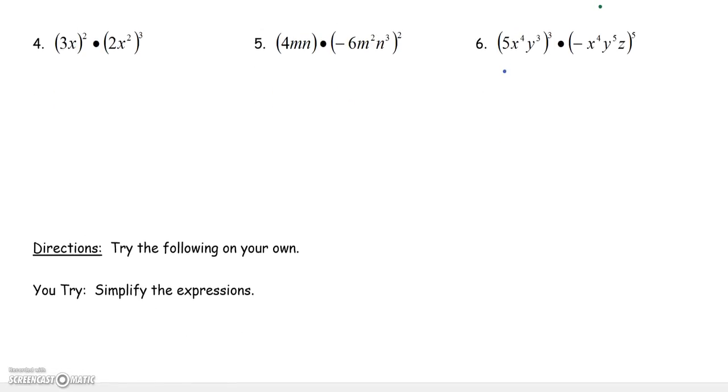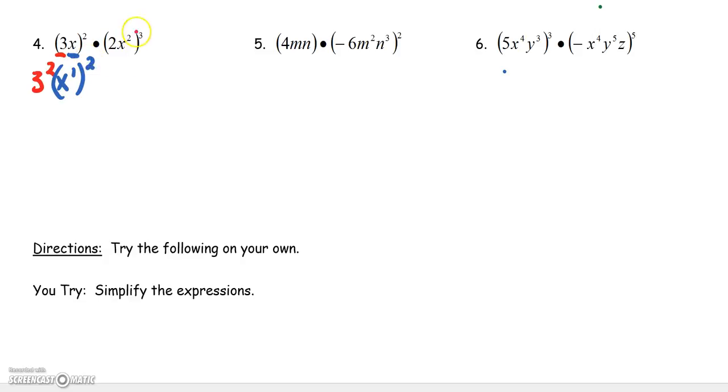Moving on to numbers 4, 5, and 6, same concept. It's just we have to do it twice because there's 2 separate terms being multiplied together. We'll start with 3x squared. We're going to take 3x and multiply and square each part of that term. So we'll take 3 squared. And we'll take x squared, x to the 1st squared, if you will.